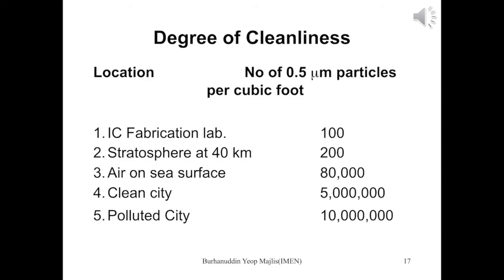Number 3 is air at the sea surface, about 80,000, class 80,000. And a clean city, 5 million. And a polluted city, 10 million. So you know where is a polluted city, where is a clean city. Kuala Lumpur, for example, is a clean city. So the number of particles is about 5 million particles per cubic foot.